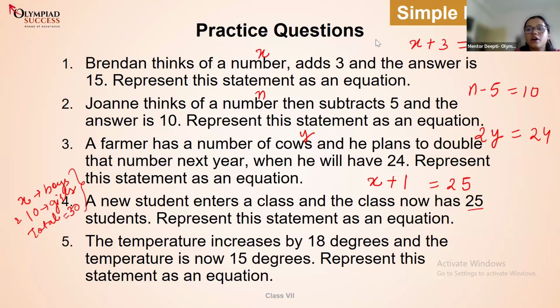Whenever in a class there are girls and boys, the total students comprise girls and boys only. So the total number of girls added to the total number of boys gives the total students in a class. X are the boys plus 10 are the girls, so X plus 10 should equal 30. From this equation, we can find the number of boys by taking this 10 to the other side. That we'll learn later, in the next sheets.